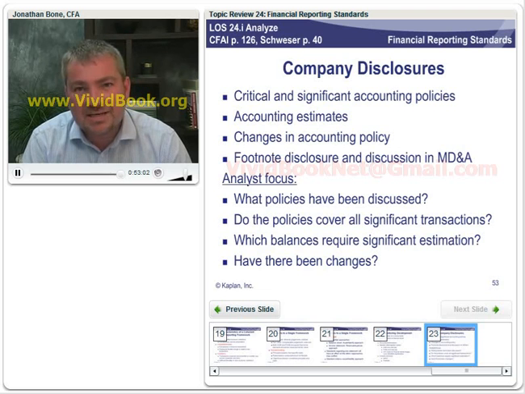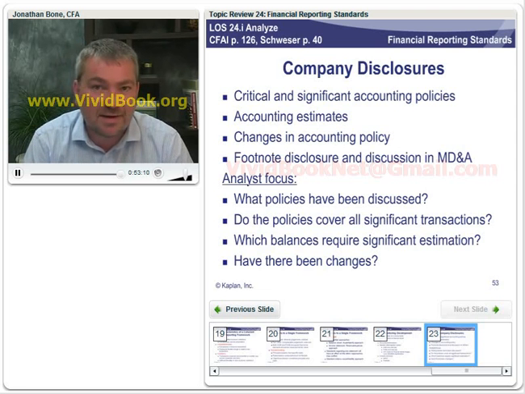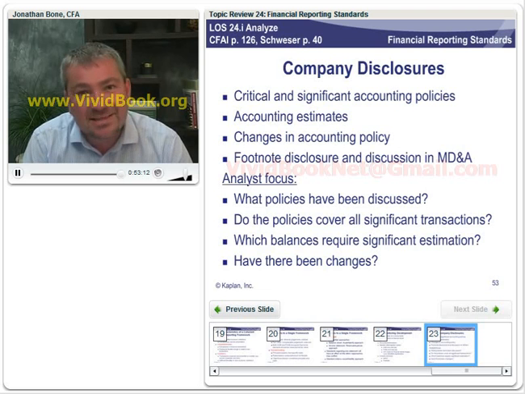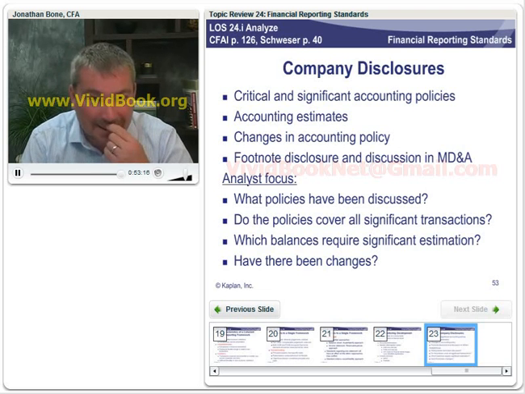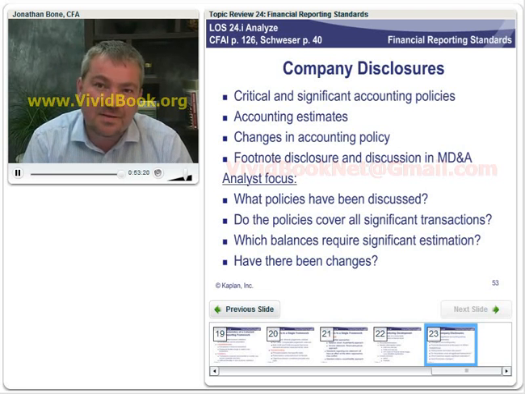Remember, changes to accounting policy will be discussed in the management discussion and analysis. Changes in accounting policy will cause the company to restate prior financial years. Changes in accounting estimates do not require the company to restate prior years. In other words, the only place you're really going to pick up on them is by analysing the footnote disclosure and the management discussion and analysis.